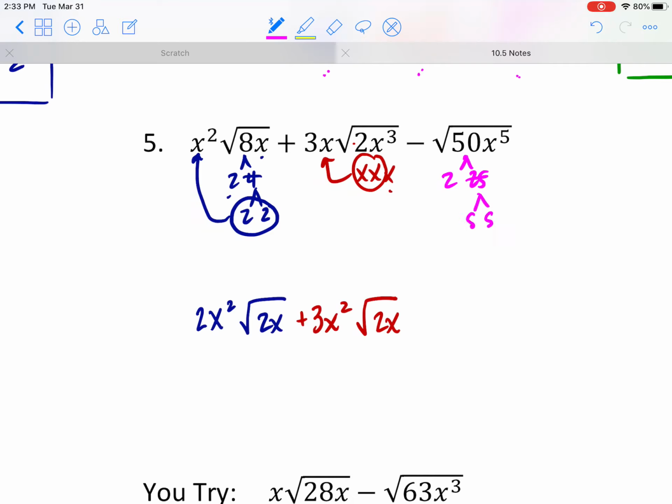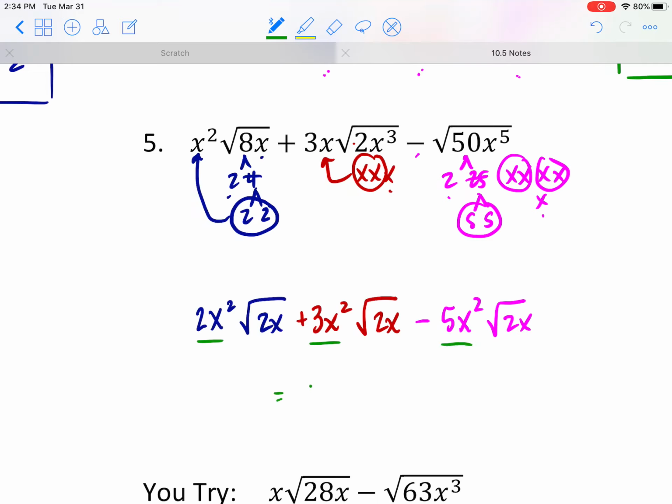And then the last guy here, let's go pink. This is 2 and 25 and 5 and 5, so a 5 comes out. And then if I have 5 x's in there, 2 of those will come out. So there's a negative, a 5 comes out, an x and an x makes an x squared to come out, and then left over a 2 and an x. Okay, and now we've combined these by putting together the coefficients. So all radical 2x's, right? All like radicals. If I put together the coefficients, 2x squared and 3x squared makes 5x squared.